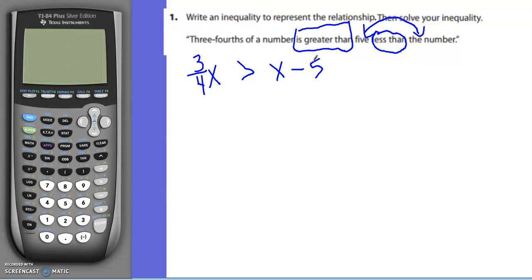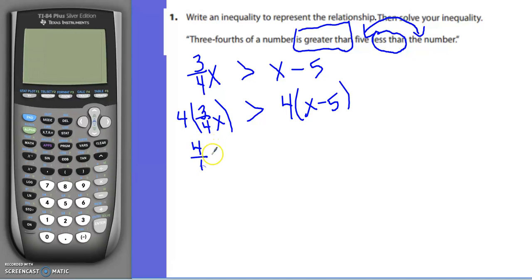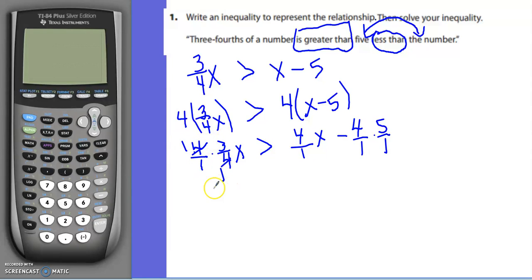Since we have a 4 in the denominator, we are going to multiply both sides by 4 to get rid of it. So we're going to say 3/4 x times 4, and 4 times x minus 5. All right, so multiply both sides by 4. Okay, here the 4's can cancel out. We're left with 3x is greater than 4x, and 4 times 5 is 20.